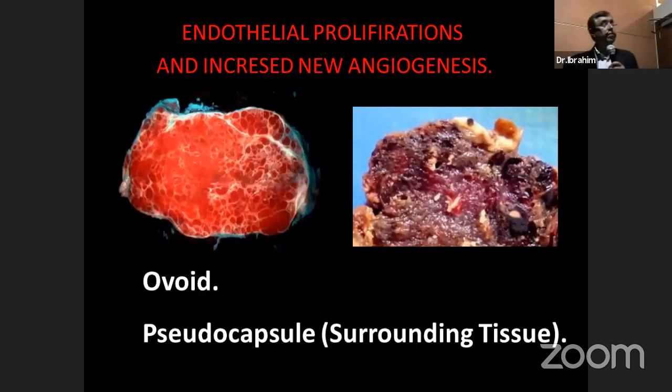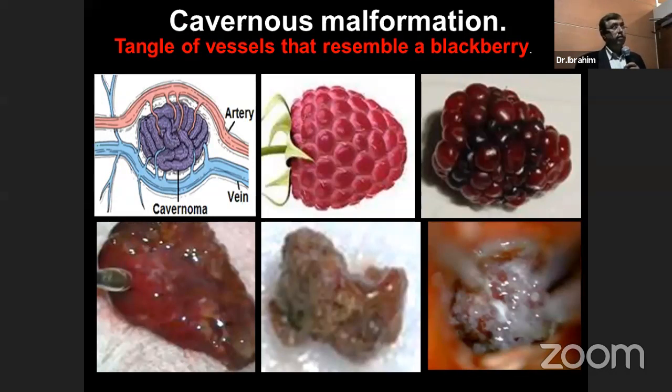It's called cavernoma. It's a tuft of vessels, endothelial vessels like this. They grow by angiogenesis. They have a avoiding shape and a pseudo capsule. It is said they are a tangle of vessels that resemble a blackberry. They do look like blackberry. And I love blackberry, but I don't eat these. These are tumors that I excised.